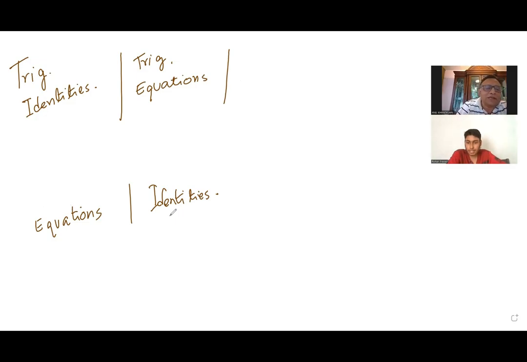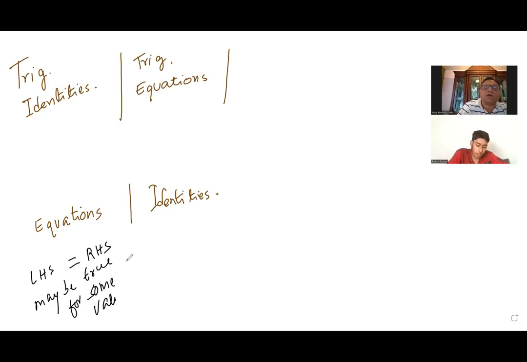Okay, so let us say there is an equation. Equation will have equal to sign, correct? Yeah. Something on the left hand side and something on the right. Right? And this is true for some values. It may be true for some values. Is it okay?